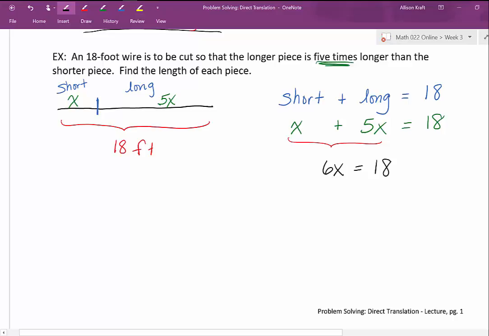All of our variables are already on one side and our constant terms on the other side. We will get rid of our coefficient of x by dividing both sides by 6. We end up with x is equal to 3. We want to go back and reread the question, make sure that we're actually answering the question. They're asking us to find the length of each piece, so we should have an answer for the short piece and the long piece.